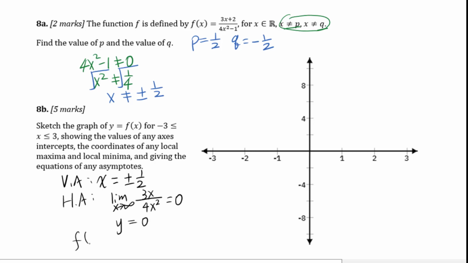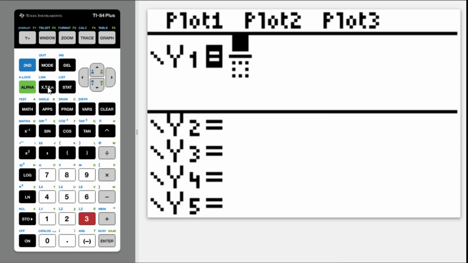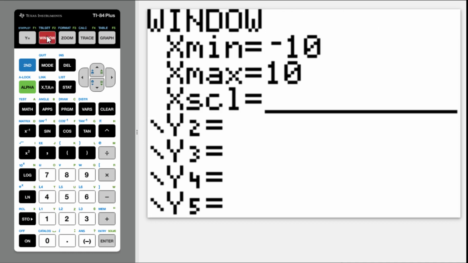For the y-intercept, f of 0 equals negative 2. And for the root, we make 3x plus 2 equals 0. So x equals negative 2 over 3. Put f of x into the graphing calculator. So alpha y equals, enter, 3x plus 2 over 4x squared minus 1. Then we will change the window.